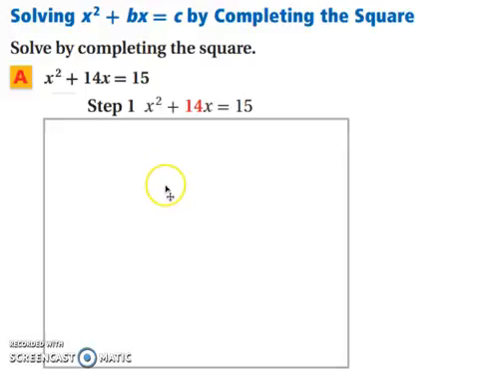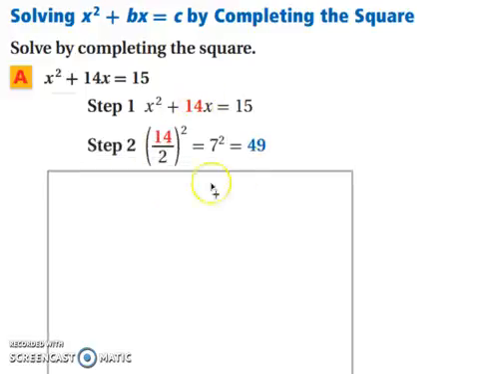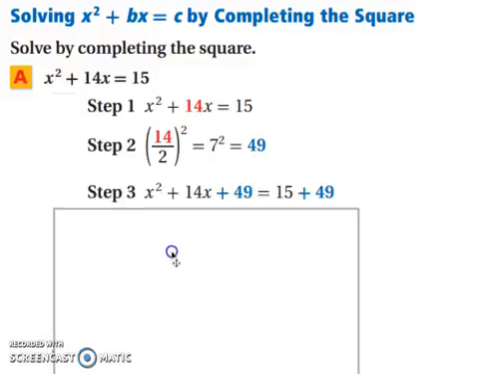Step 2, we want to find b divided by 2 squared. So our b value is 14. So we're going to do 14 divided by 2 squared, which gives us 49. Step 3, we want to add this 49 to both sides. I like to think of this as our new c value. So we add the 49 to both sides. And now we can simplify the right-hand side and factor the left-hand side.